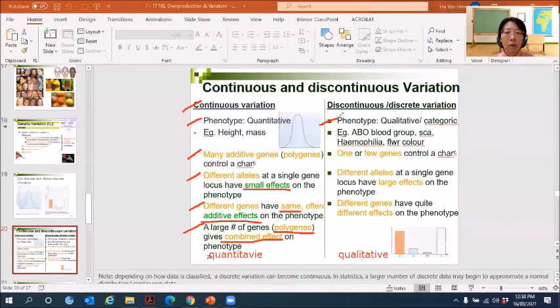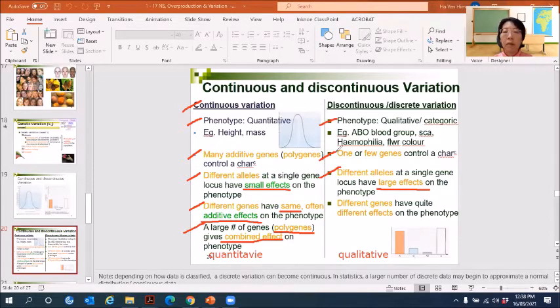So if you got IA IO, you have got blood group A. When you got IB, you got blood group B. So different alleles will code for a very different phenotype. Therefore, different alleles will have got very large effect on the phenotype. Okay, we're talking about the alleles already. And then there are only one or a few genes that control this phenotype.